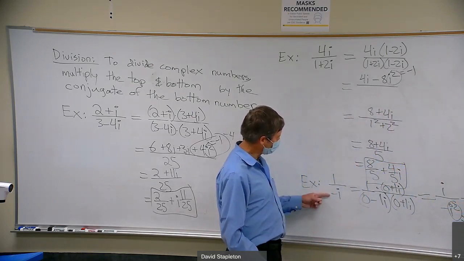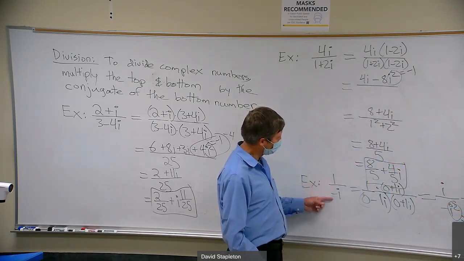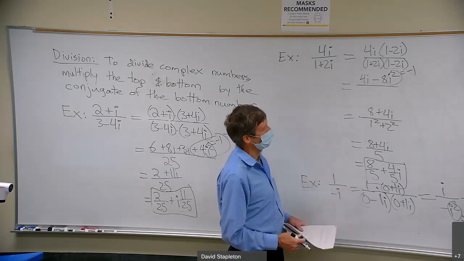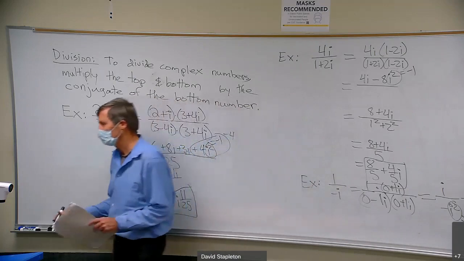Apparently, i and minus i are reciprocals of each other. 1 over minus i is plus i. Kind of an interesting result, huh? So those are homework problems that I'll give you among some others. Look at.